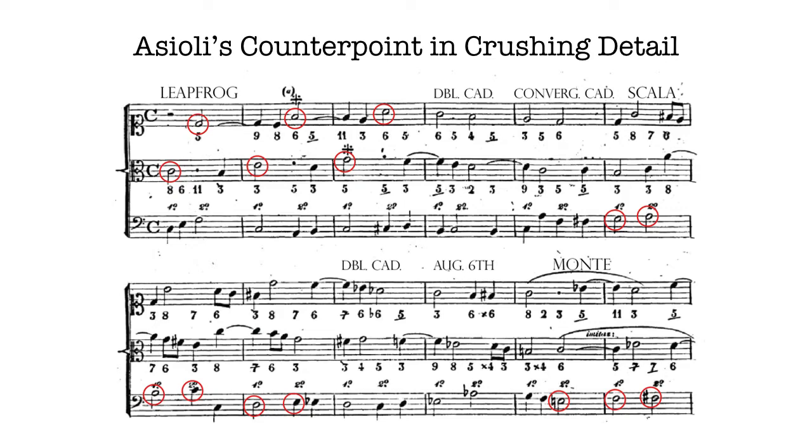In other words, what's very, very complicated if you try and look at two simultaneous streams of intervals becomes much simpler when you realize that what Asioli is actually teaching his students is, here's a schema, here's a cadence or two, here's the next schema, then a cadence or two, then the next schema.